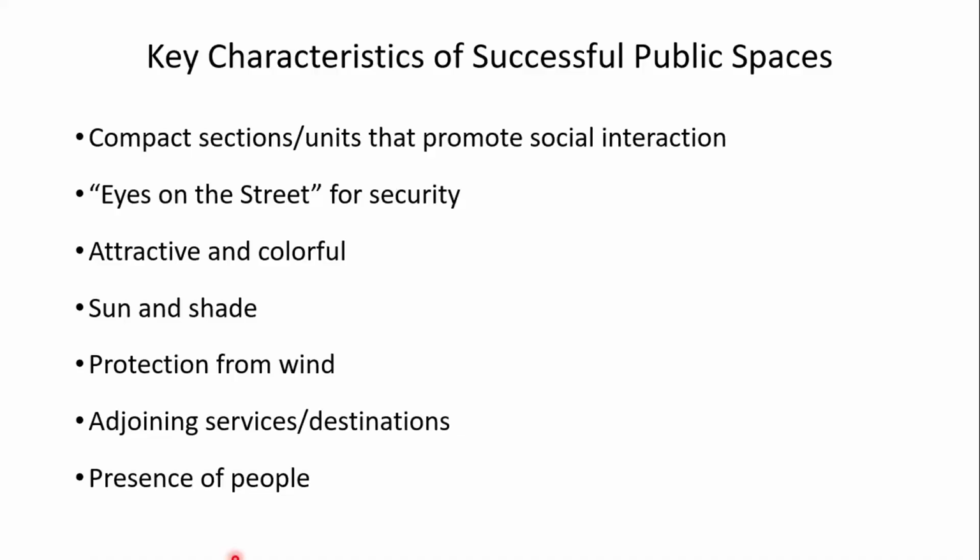Like Pioneer Square, they didn't develop the whole block uniformly. They have different sections or units of different appearance, different functions, if you will, that promote social interaction. There's eyes on the street for security. It should be attractive and colorful, with both sun and shade, and some protection from the wind. And a key thing is adjoining services and destinations.